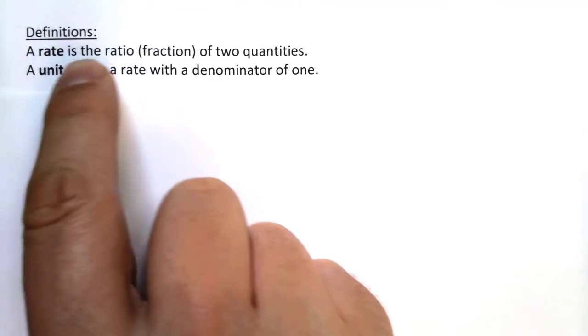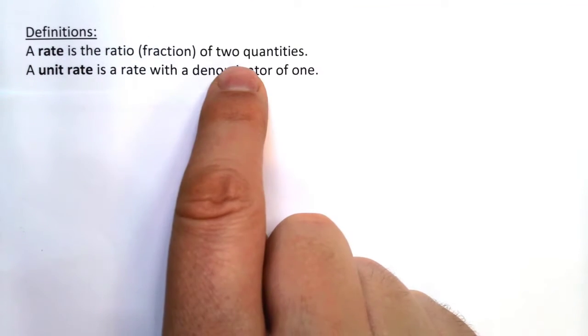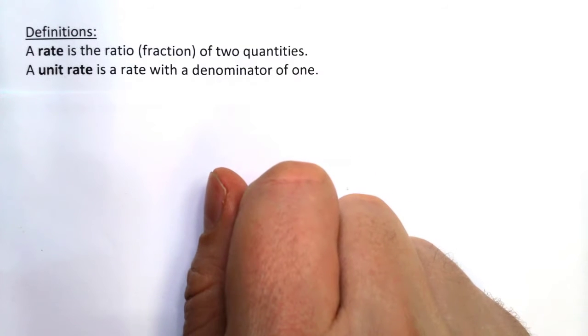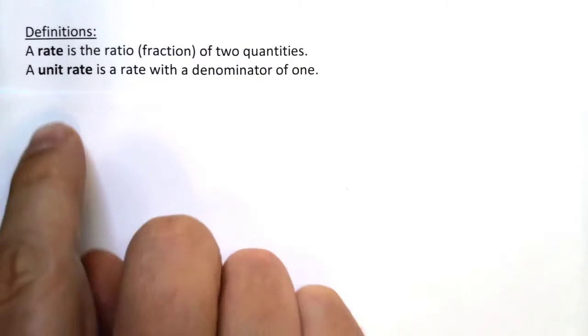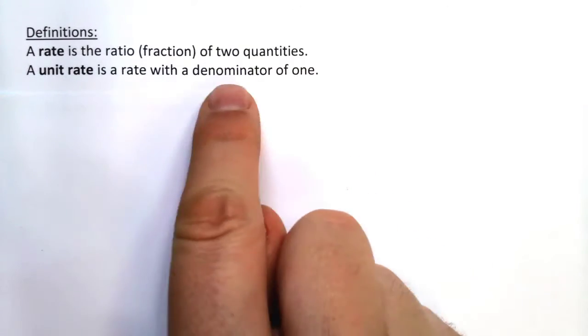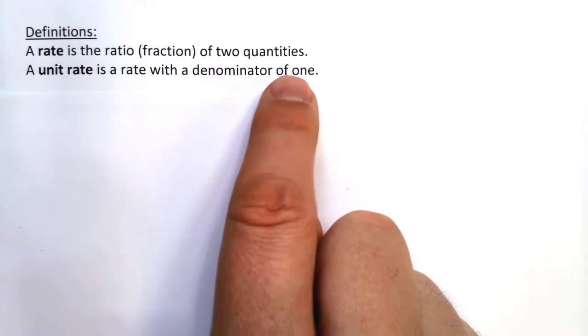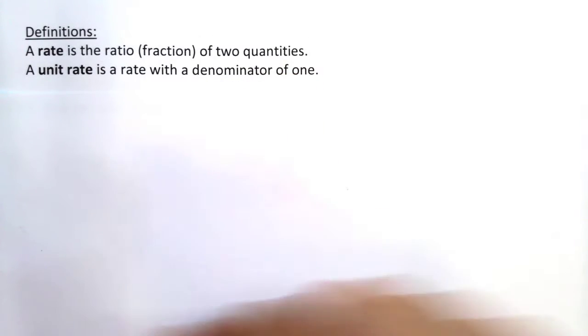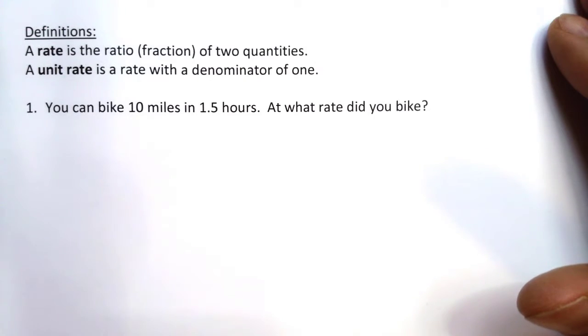All right, a rate is a ratio or a fraction of two quantities. So you'll just take one quantity and divide by the other one. And a unit rate is a rate with a denominator of 1. So we'll be making use of this from time to time. So let's take a look at the first problem here.